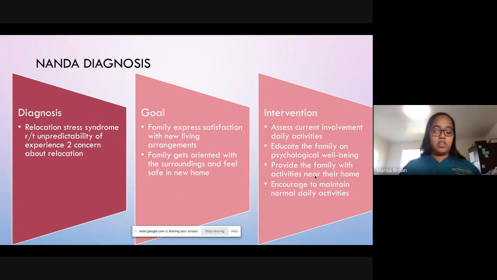Some interventions for the family include assess current involvement in daily activities, educate the family on physical, psychological well-being, provide the family with activities near their home, encourage to maintain normal daily activities.